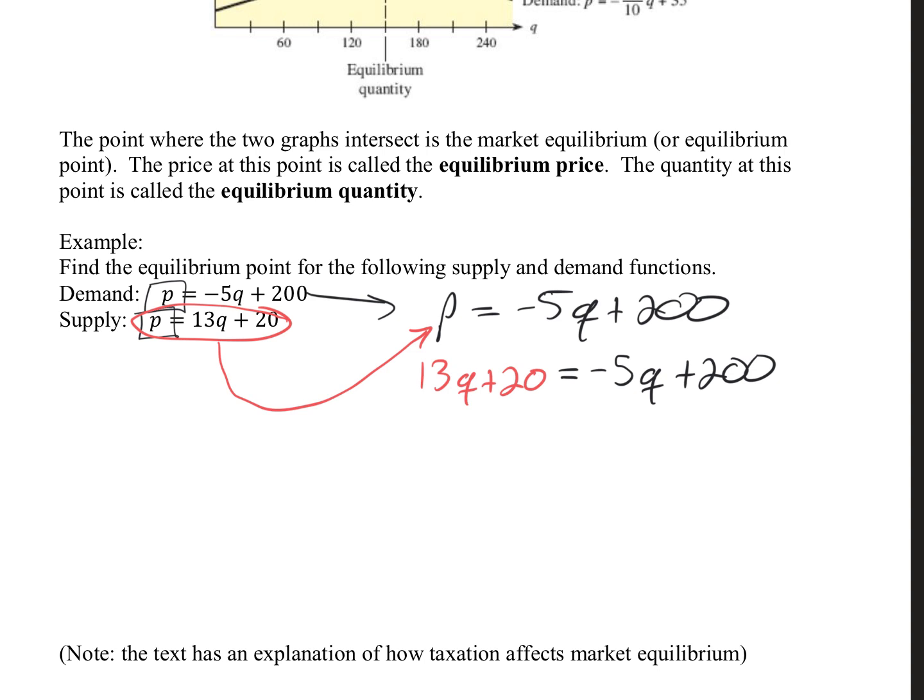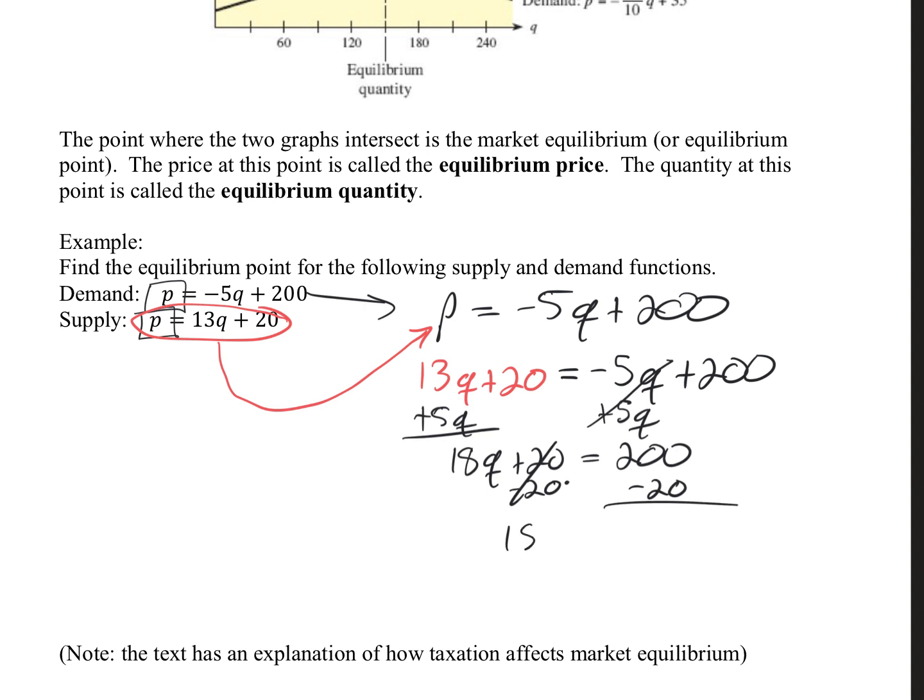So now that these two equations have been set equal to each other, we can go ahead and do a little bit of algebra. I'm going to start by adding 5q to both sides of my equation. That gives me 18q plus 20 is equal to 200. I'll subtract 20 from both sides of the equation. I want to get rid of the 20 on the left. Then that gives me 18q is equal to 180. Divide both sides by 18. And we end up seeing that q is equal to just 10.